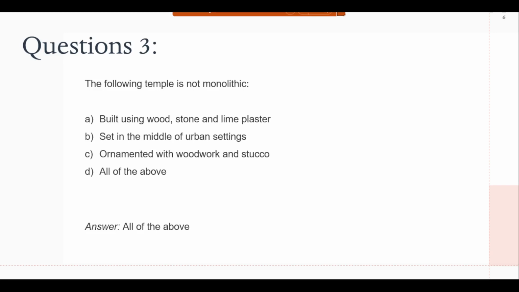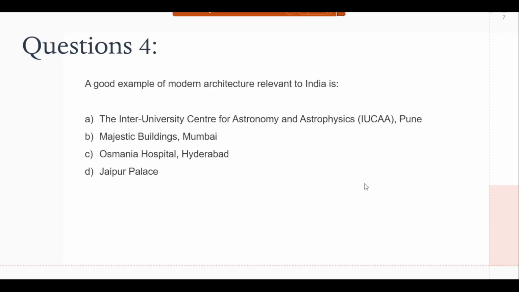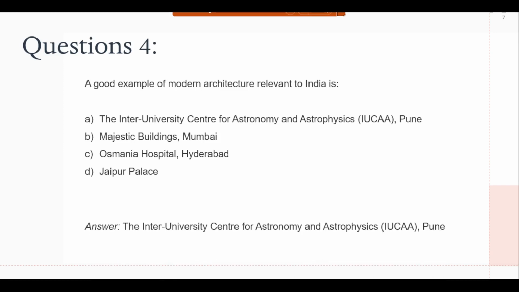Okay. Coming to question number 4: a good example of modern architecture relevant to India is the Inter-University Centre for Astronomy and Astrophysics, Pune, or Majestic Buildings, Mumbai, or Osmania Hospital, Hyderabad, or Jaipur Palace. So the answer is correct: the Inter-University Centre for Astronomy and Astrophysics, Pune.